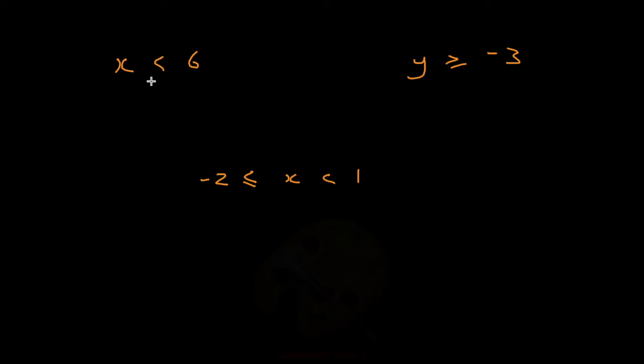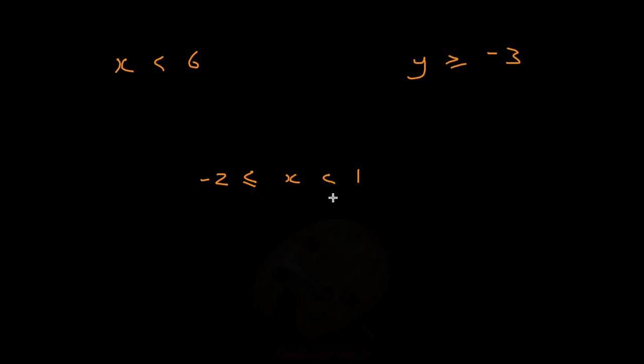So if I had x is less than 6, x could be anything less than 6. It could be 5, 4, 3, minus 1,000. For y is greater than or equal to minus 3, it could be, again, greater than or equal to minus 3. So it could be minus 3, minus 2, a million, 2 million.